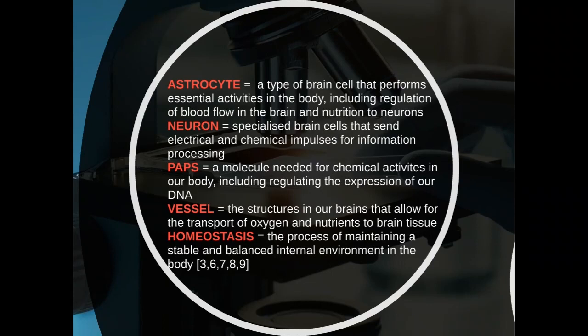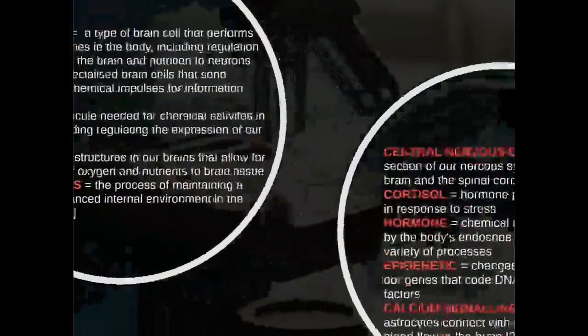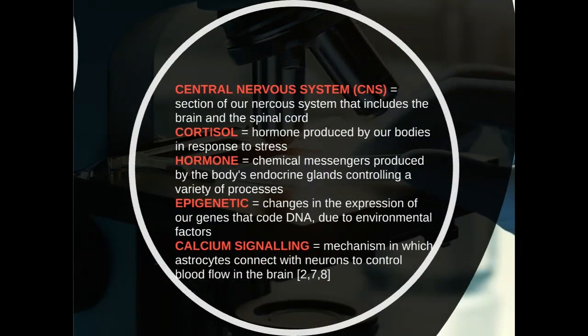Homeostasis, I mentioned this in quite a few previous projects. It's a process of maintaining our stable and balanced internal environment in the body. So making sure that everything is working as it should be, kind of like how rules and regulations exist in society today. That's the equivalent inside of our bodies. And then the central nervous system is quite a common part of our bodies. It's a section of our nervous system that includes the brain and the spinal cord. And it's essentially the combination of both that will mean we function to allow chemical messengers to our bodies.